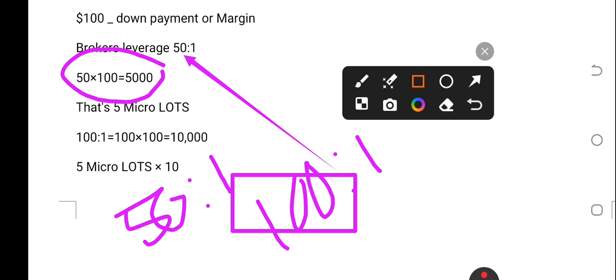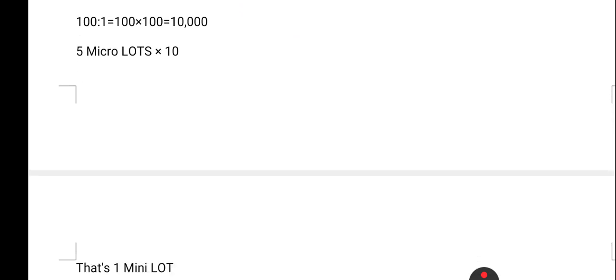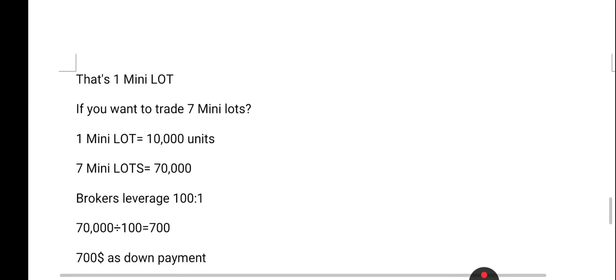If you multiply it by 10, it's going to give you a mini lot. That means you can open a mini lot. And you know, to open a mini lot, you need 10,000 units of currency. That is one mini lot.